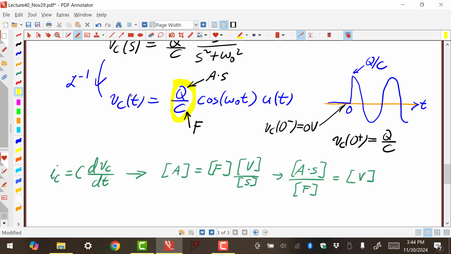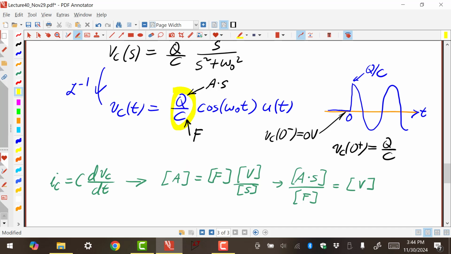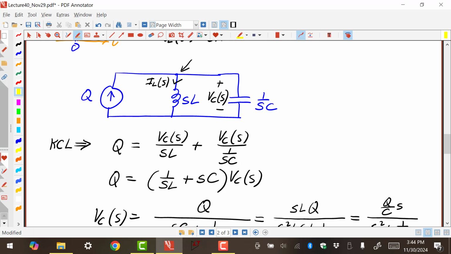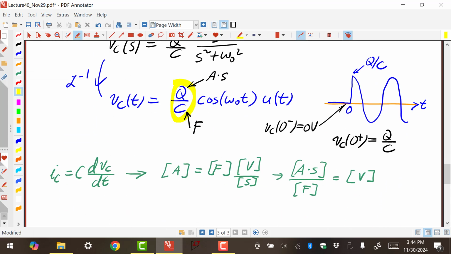And of course, you can find the inductor current by just doing VC over SL. We know VC, divide by SL, do another Laplace transform inversion, and you'll find that it's going to be a sine. I'll leave that to you.